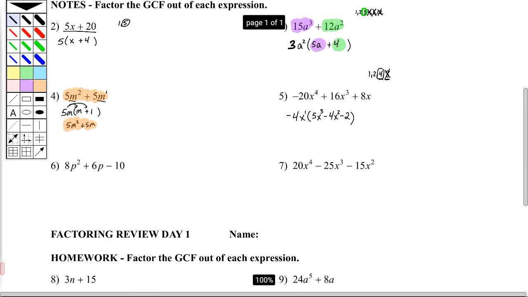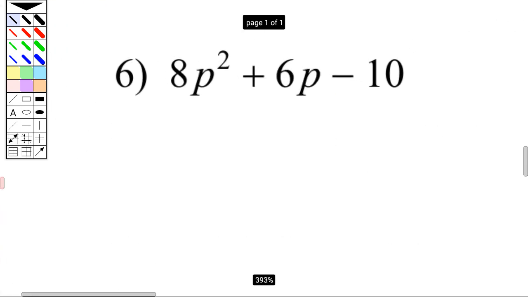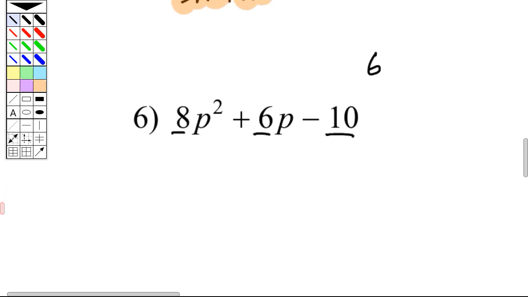Okay, 2 more. Look at your coefficients. 8, 6, 10. So I always start with the smallest number. What are the factors of 6? 1, 2, 3, 6. Okay, start with the biggest one. Does 6 fit into all of them? Nope, doesn't go into 8, doesn't go into 10. How about a 3? No, that's not going to work. How about a 2? Well, since these are all even numbers, a 2 will fit into all of them, or divide evenly in.